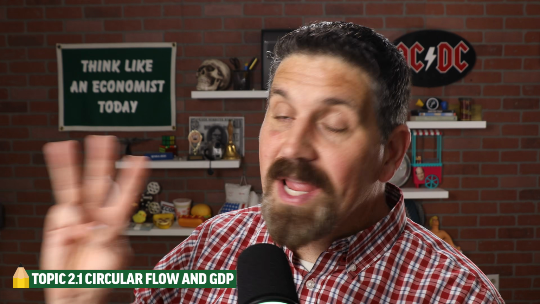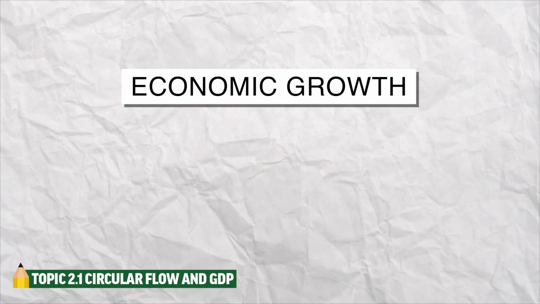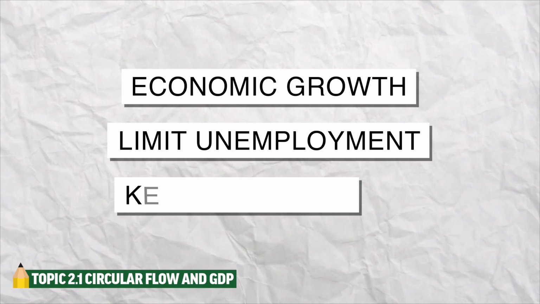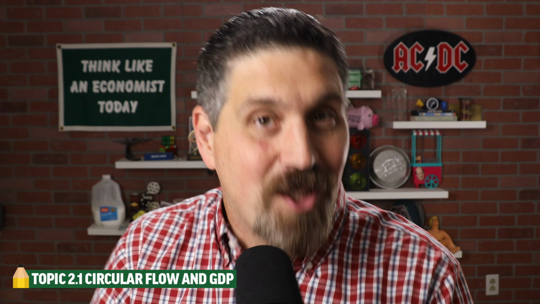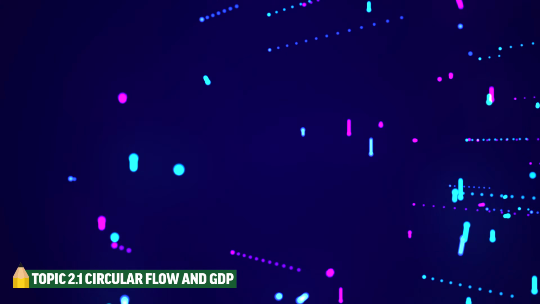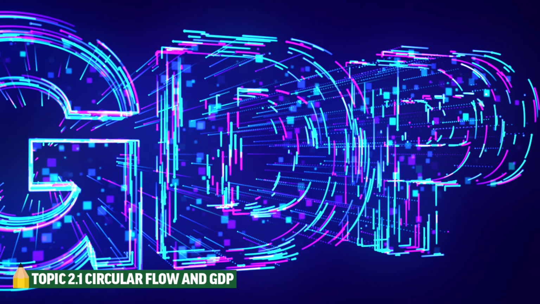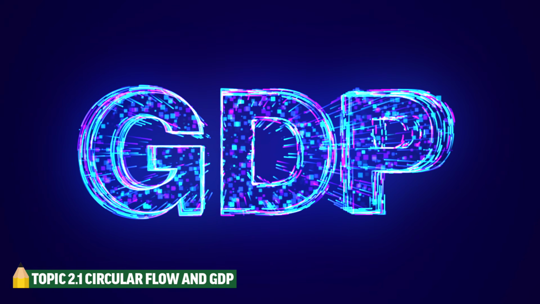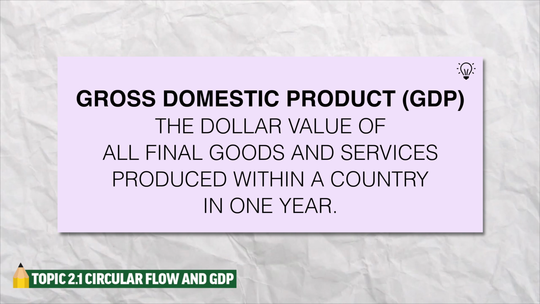Every economy has 3 economic goals. They want to grow over time, they want to limit unemployment, and they want to keep prices stable. And that's all we're really doing in this unit. We're talking about those 3 goals and how we measure the health of the economy. The most important measurement of economic activity and growth is gross domestic product, or GDP. GDP is the dollar value of all final goods and services produced in a country in 1 year.